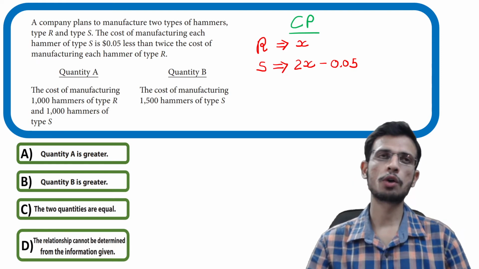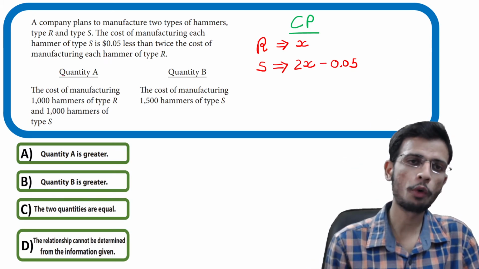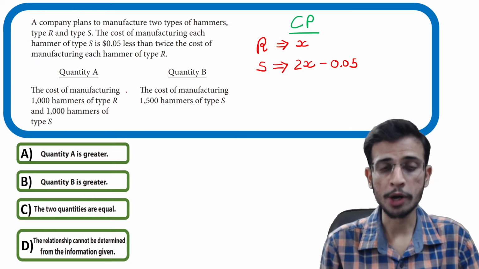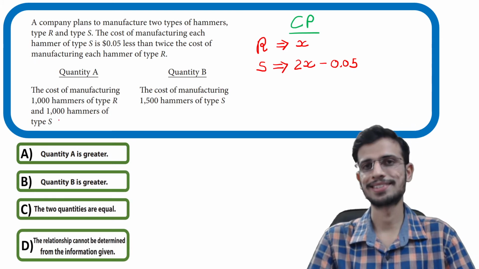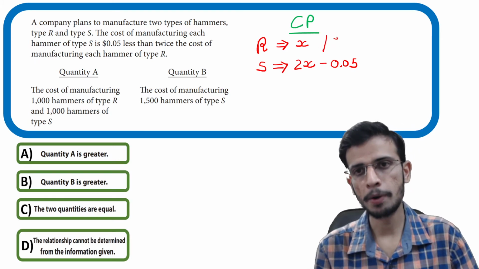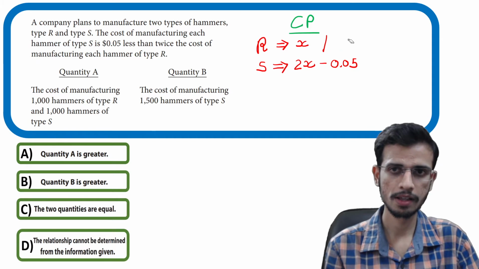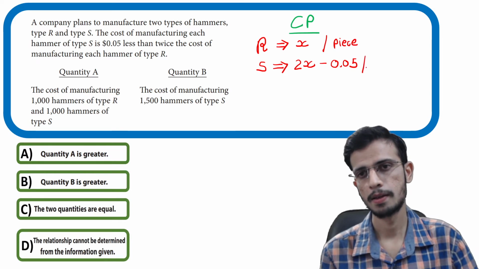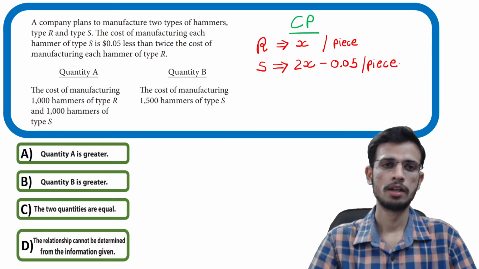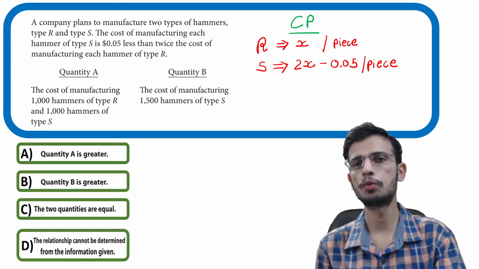Because we want to compare, so we want cost price of R and S in the same unknown or variable, right? So now we have to find quantity here. The cost of manufacturing 1000 hammers of type R and 1000 hammers of type S. This is per hammer, right? This is per piece. So what will be quantity here? 1000 times x plus 1000 times 2x minus 0.05. Yes, we can write quantity A.